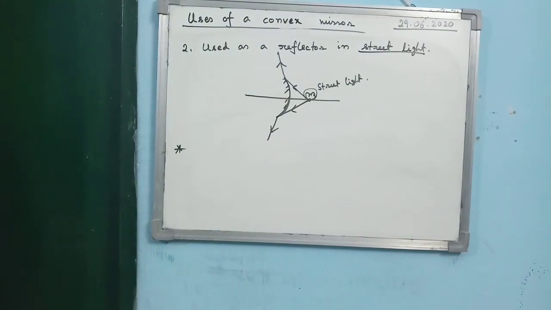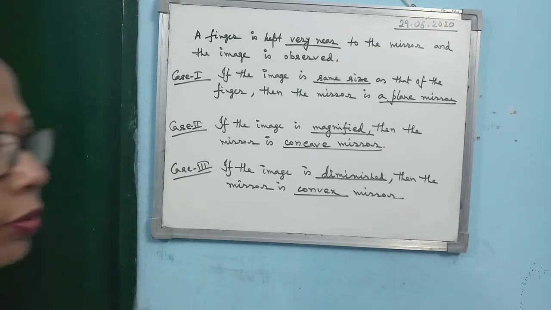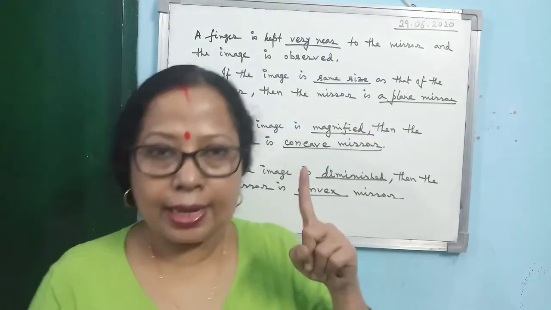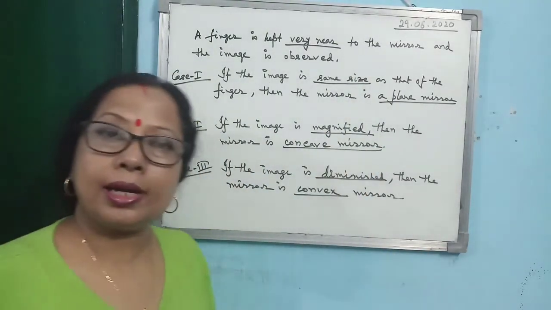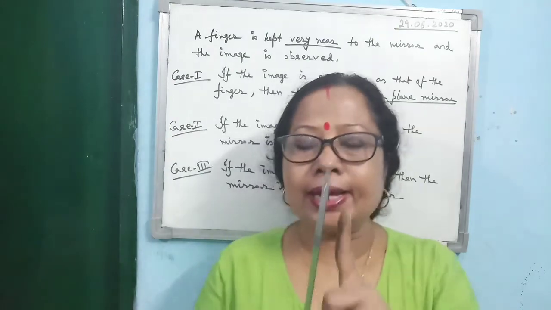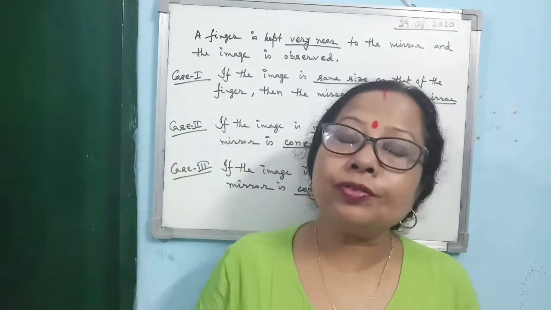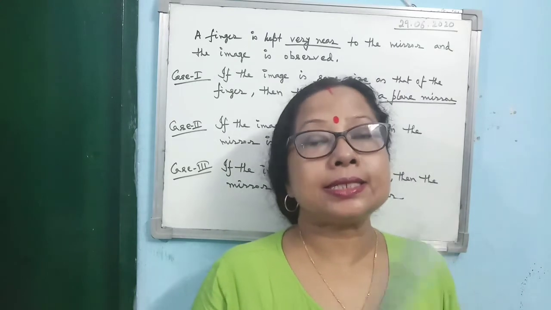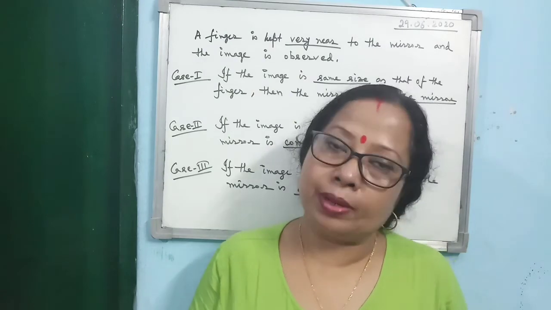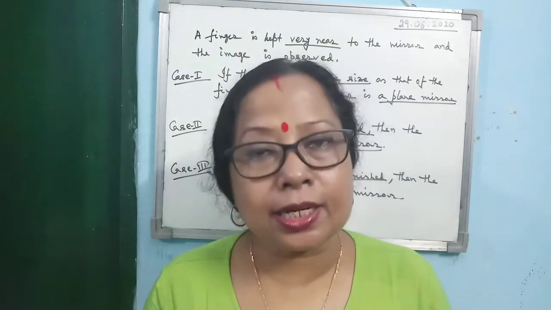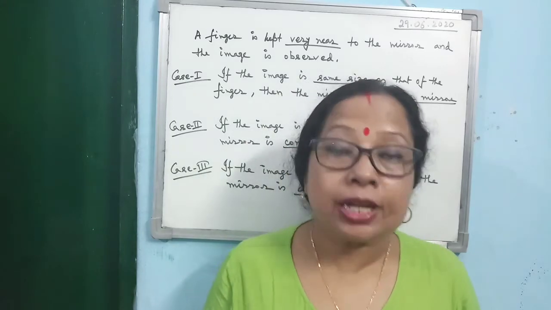Alright, so only the mirrors are given, nothing else is given. So what you will do, you just take your finger and keep the finger very near to the mirror and observe the image. If the image is virtual and the same size as the object, then it will be a plane mirror. If the image is diminished, it will be a convex mirror, and if the image is magnified, then it will be a concave mirror.